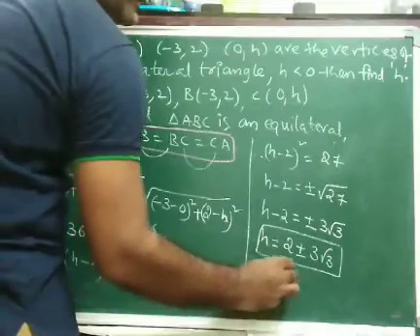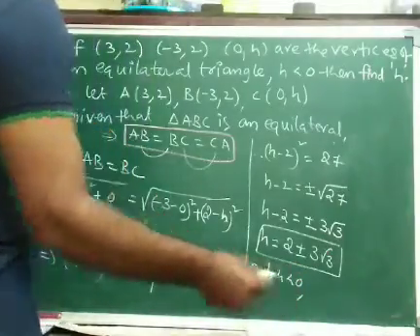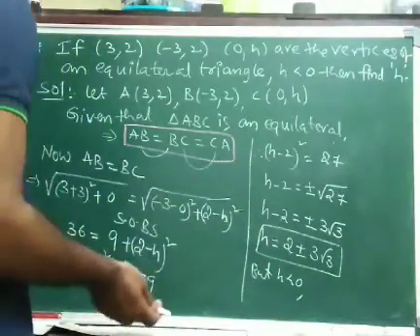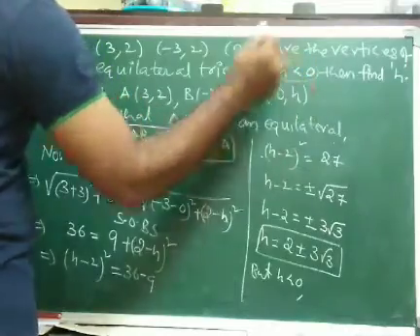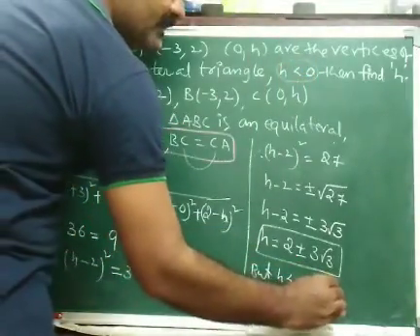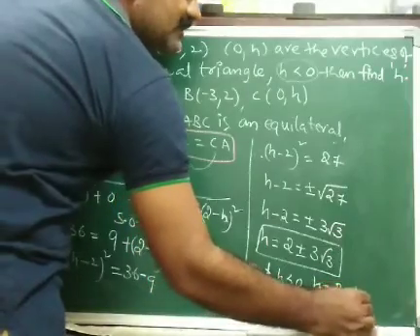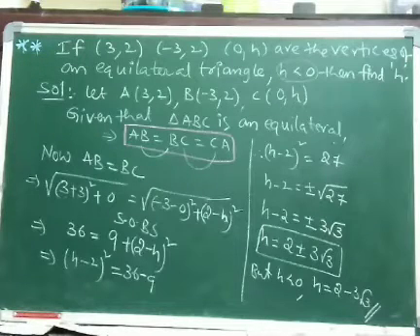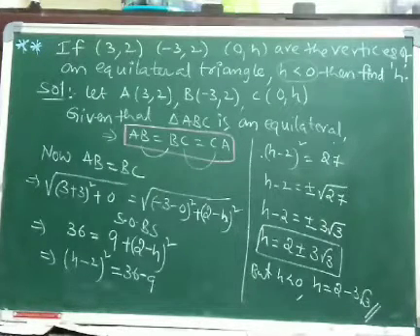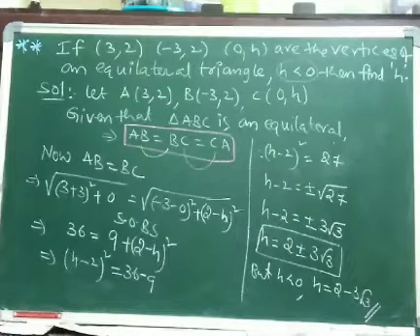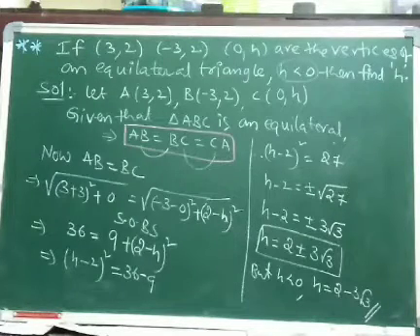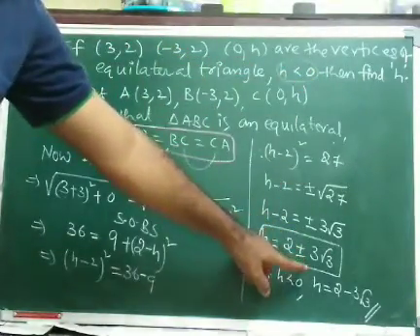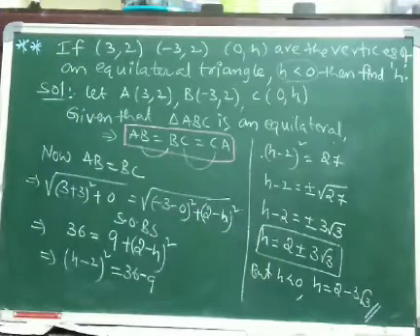But what is given? h is less than 0, negative. If I choose positive, 2 plus 3 root 3 is a positive number. But we want h less than 0, negative. Hence the required answer is h equals 2 minus 3 root 3, since he mentioned that h is less than 0. If not, both are the answers, plus or minus. 2 plus or minus 3 root 3 is the original answer actually. But here a condition is provided, h should be less than 0. Hence not the first one, the second one, that is 2 minus 3 root 3, is the required answer.